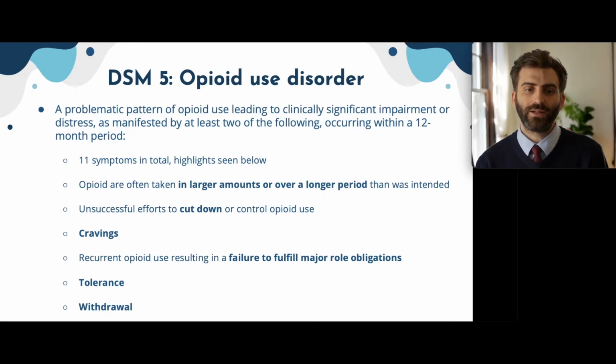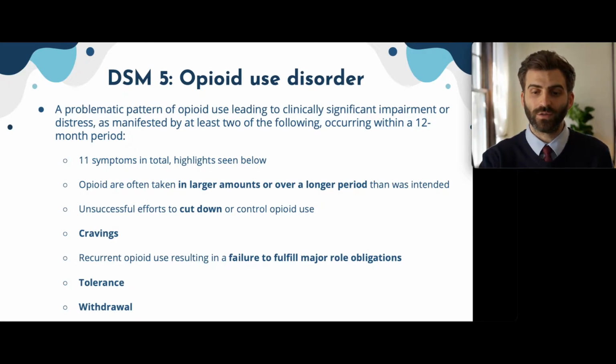So this would be things like opioids are taken in larger amounts or over a longer period of time than it was intended, unsuccessful efforts to cut down, cravings, tolerance, withdrawal, and another component is failure to fulfill major role obligations. So is the person not going to work because they want to get opioids, or not going to school, or not taking care of their kids? So there's real functional impairment in true opioid use disorder.